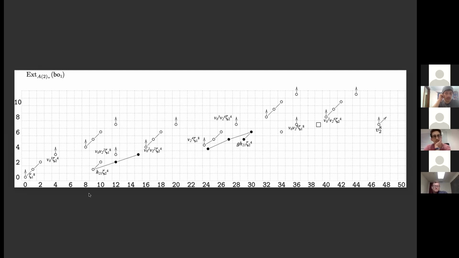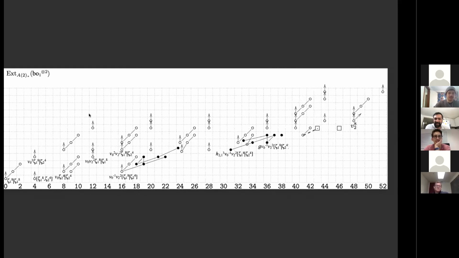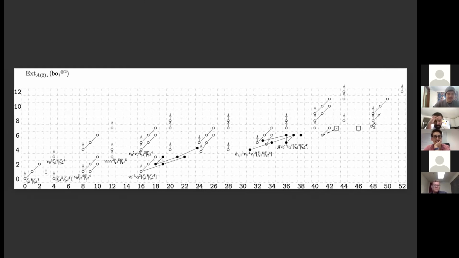All right. Any other questions? It's a provocative chart. Very much so, yeah. They're only going to get more provocative though. But okay, so this is BO1. So this already is kind of a mess, but it's manageable. This is BO1 squared. Okay, so here's some stuff going on.